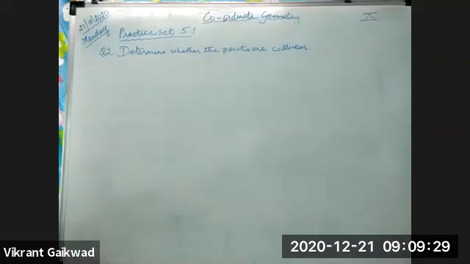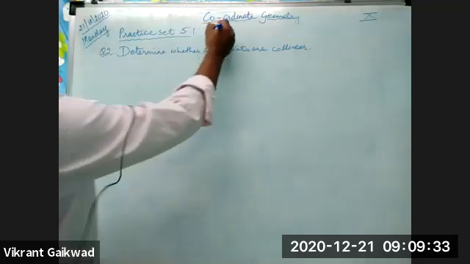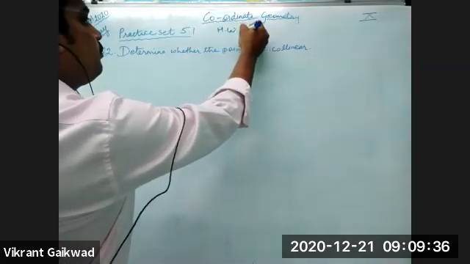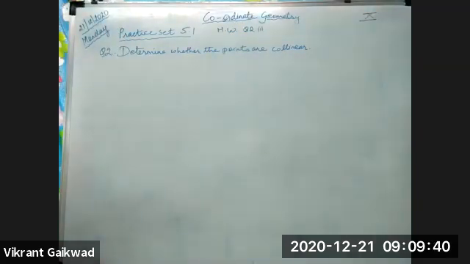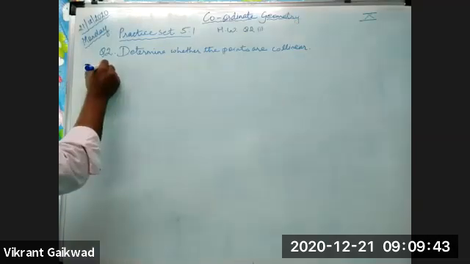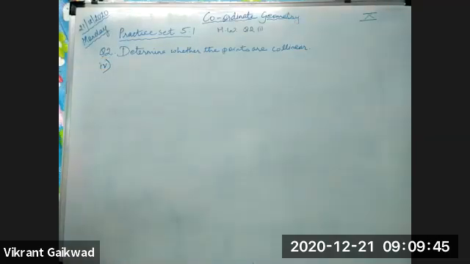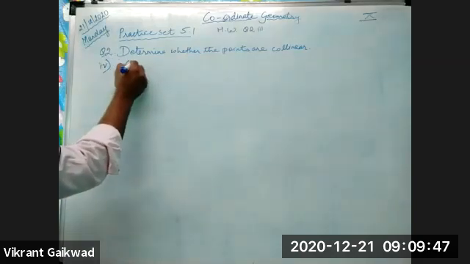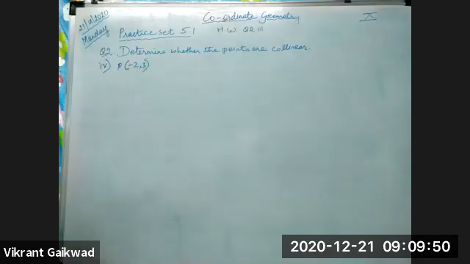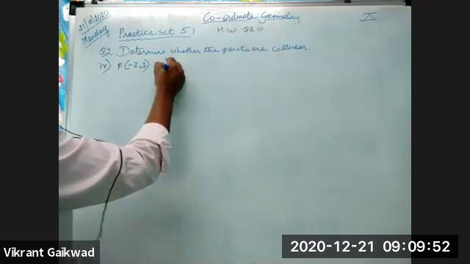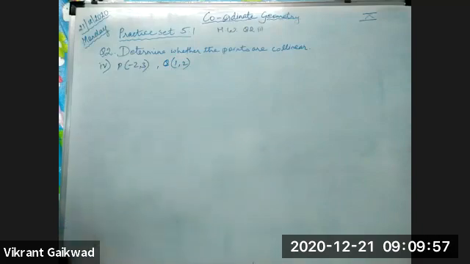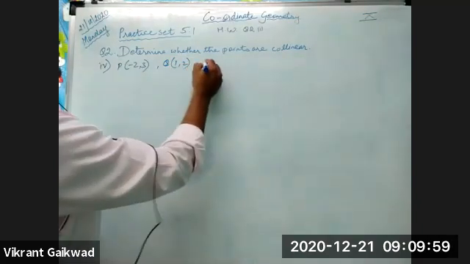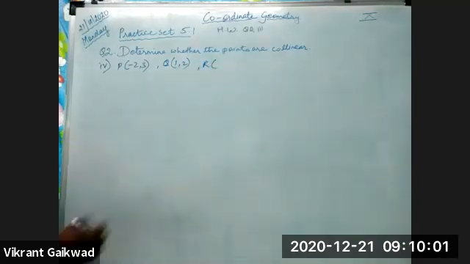Question number 2, the third sub question you are going to do it as homework. We'll move to the fourth sub question. Now the fourth sub question: check points P is given -2, 3, Q is given 1, 2, and R is given 4, 1.